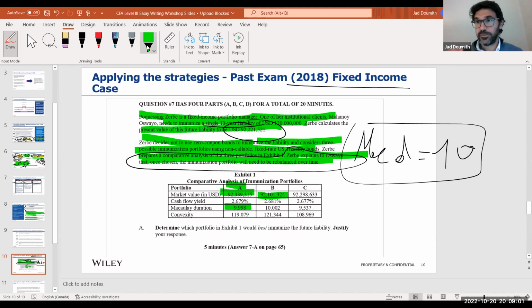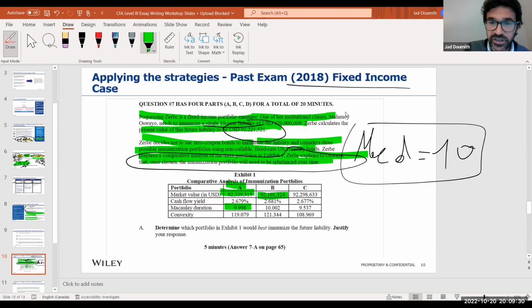Please read carefully. Sometimes the question will say, for each of the portfolios that were not selected, you need to justify why they were not selected. So read the question very carefully. In that part, you should not only say why portfolio A is the best portfolio, you should also say why you dismissed B and C. So again, you can never overemphasize how important it is to read the question carefully.